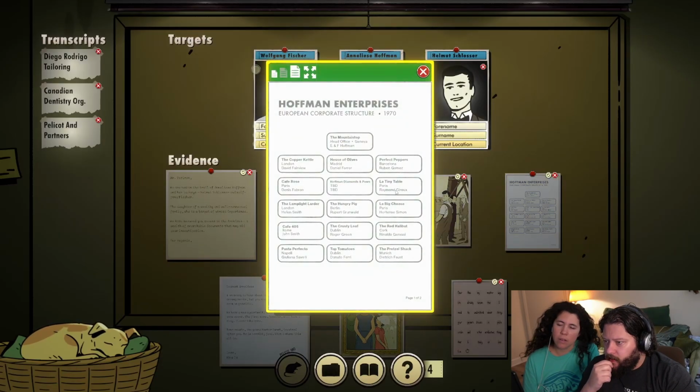Okay, we got the European structure from 1970. Cervelli, GVC, Gomez, Fairview, Rome, Dublin. These are different businesses. Yeah.